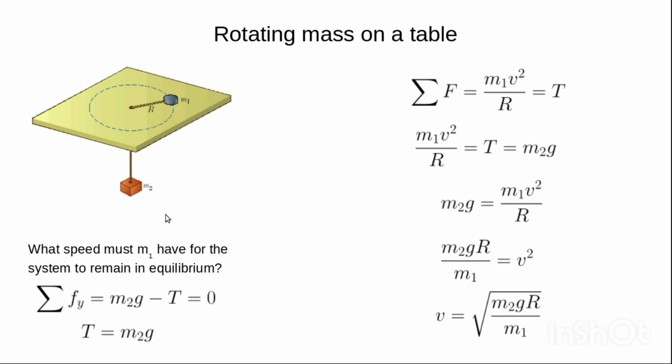So what we'll notice is that the greater the mass of m2, the greater the speed that m1 must have for it to remain at equilibrium. But the greater the value of m1, that is, if the mass of this is higher, then the velocity will be smaller. So vice versa, whichever case you consider, you can always determine the velocity of this particular object for it to remain in equilibrium. I hope this helps.